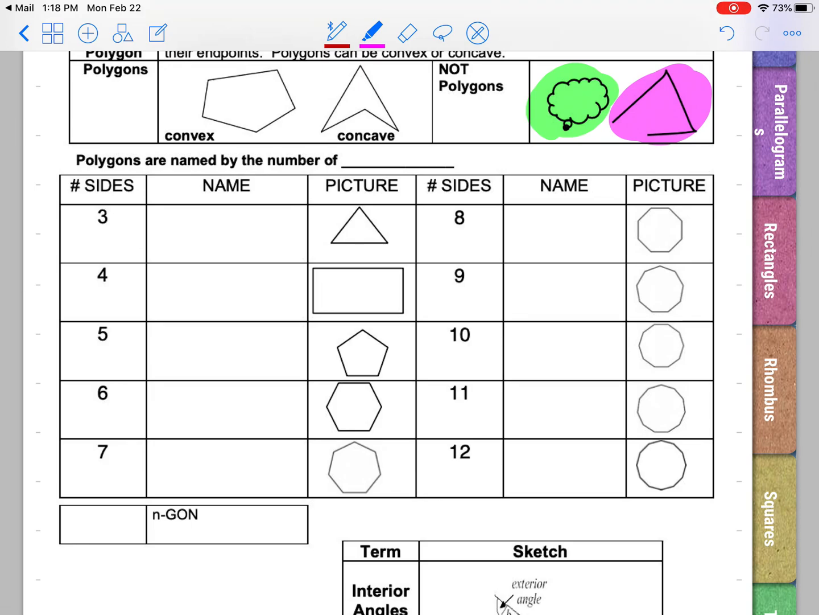And so our polygons, we name them by the number of sides they have. Hopefully you knew several of these. So let's just check and see what you knew and what you didn't know. Fill in the ones you didn't know. So obviously 3-sided is a triangle. 4-sided is a quadrilateral. Yes, it looks like a rectangle, but there are several types of 4-sided figures that we're going to break into in a little bit. And so all those 4-sided figures are called a quadrilateral.